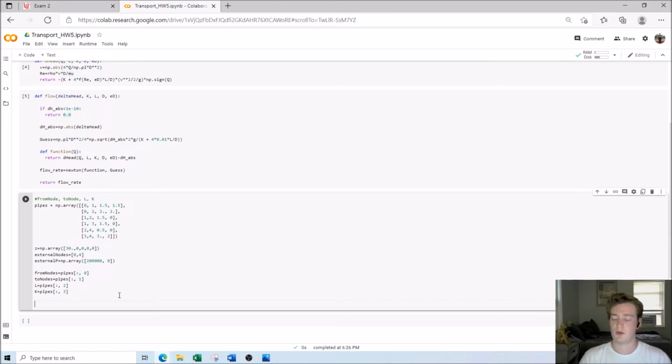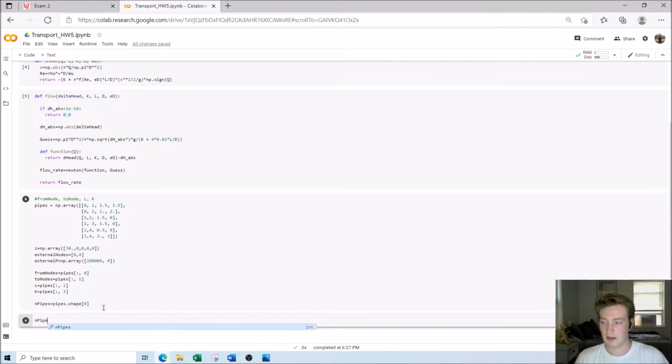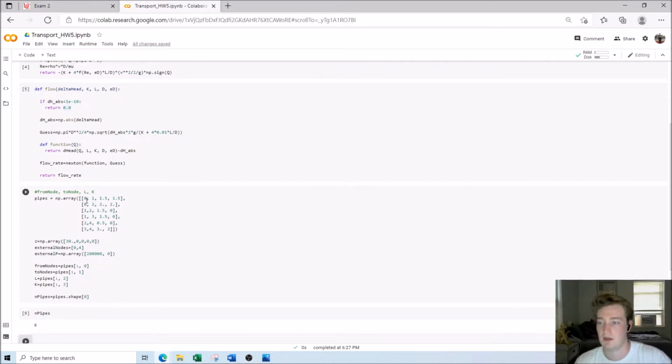What else do we want to know here? We probably want to know the number of pipes we have. So how are we going to calculate this? Well, each row within this array represents 1 pipe, right? So if we take the shape, the number of rows, we can calculate the number of pipes we have. So n pipes equals pipes.shape, and we want the 0th index. So if we take a look, n pipes, we have 6 pipes. 1, 2, 3, 4, 5, 6.